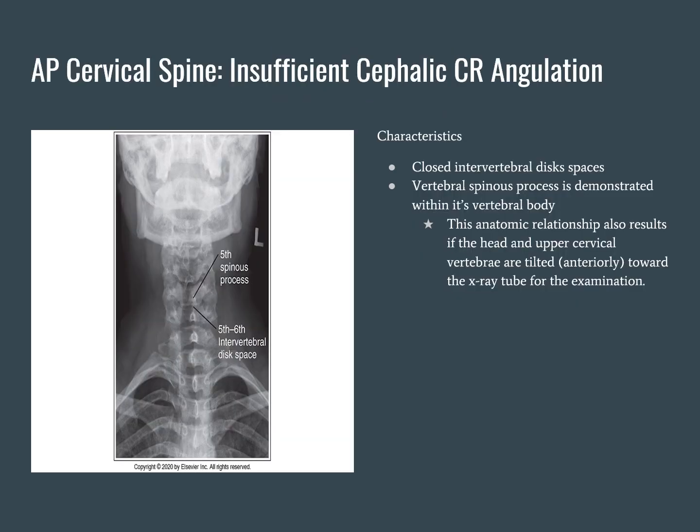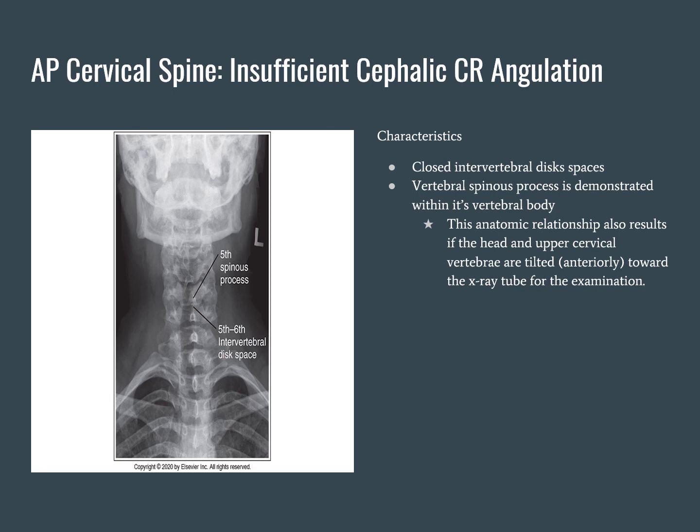So let's discuss central ray angulation and the misalignment in an AP axial projection. Misalignment for the central ray and the intervertebral disc spaces for an AP cervical projection will result in closed disc spaces, distorted vertebral bodies, and the projection of the spinous processes into the vertebral bodies.